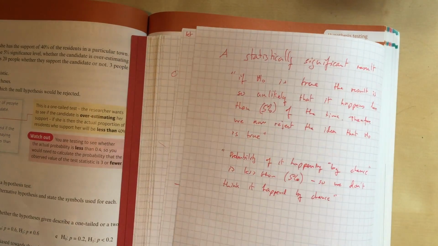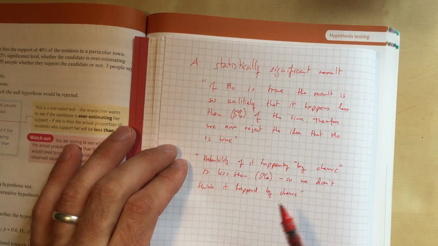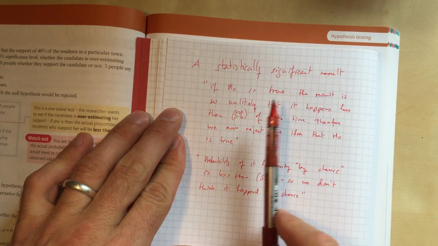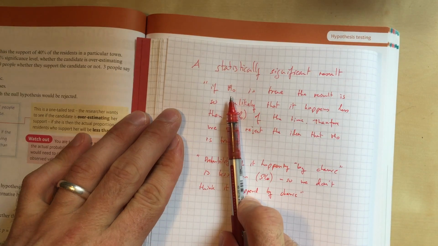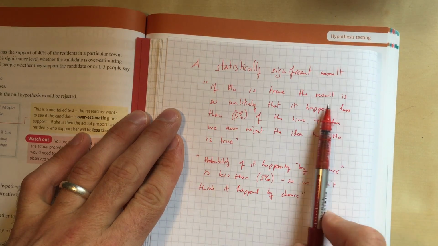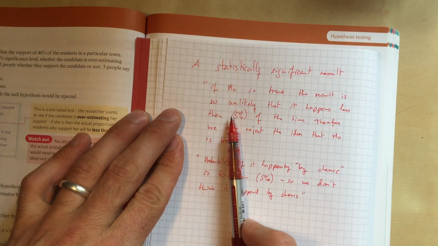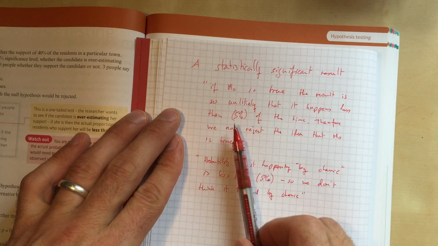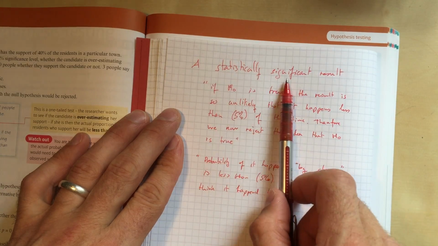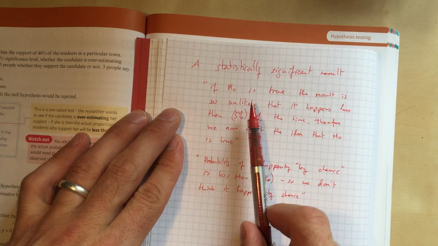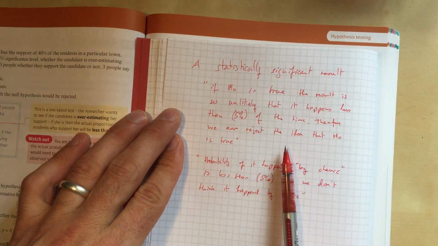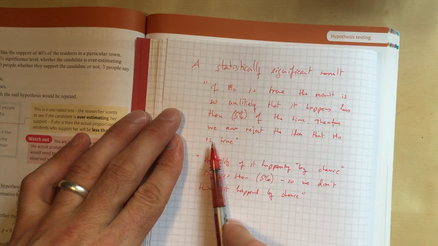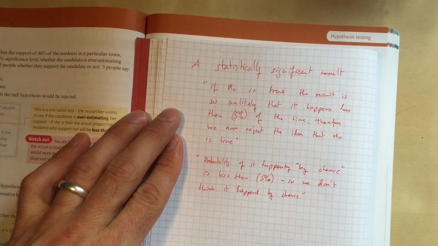There's no neat way of doing it. That's kind of the whole point. So I've written this down. I'll read it because my handwriting's so terrible. If you have a statistically significant result, then that means if your null hypothesis is true, then the result is so unlikely that it happens less than 5%. I put 5% in brackets because the 5% is the significance level. So at the 5% significance level, a statistically significant result is something which, if H0 is true, happens less than 5% of the time. Therefore, we're going to reject the idea that H0 is true. We're going to say we don't believe that anymore.